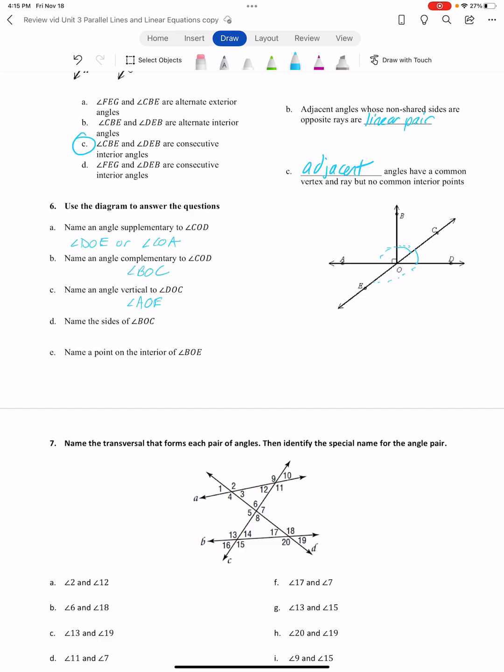Name the sides of BOC. They are going to be OB and OC. Name a point on the interior of BOE. So what point is on the inside of this angle? It would be point A.